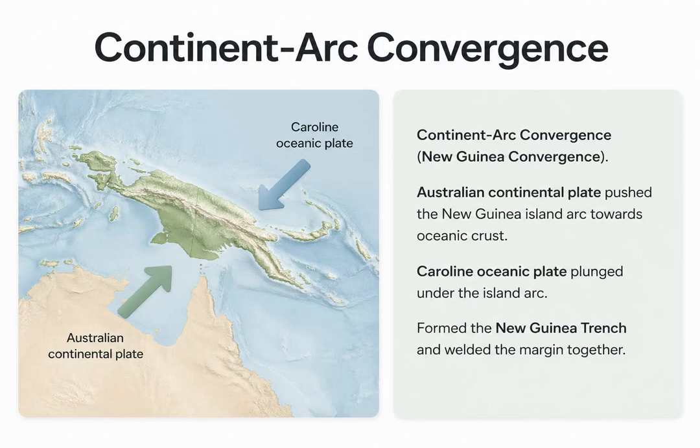Our final subtype is continent arc convergence, perfectly illustrated by New Guinea. About 20 million years ago, the massive Australian continental plate pushed the New Guinea island arc northward. This forced the Caroline Oceanic Plate to plunge underneath the island arc, forming the New Guinea Trench. Ultimately, the continental margin welded firmly against the island arc.